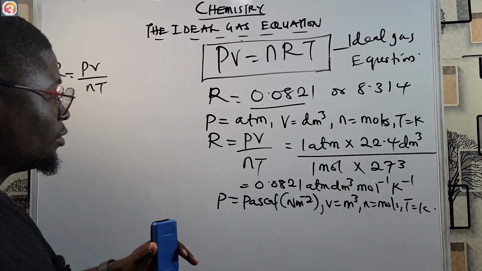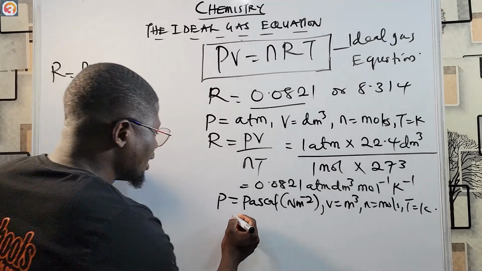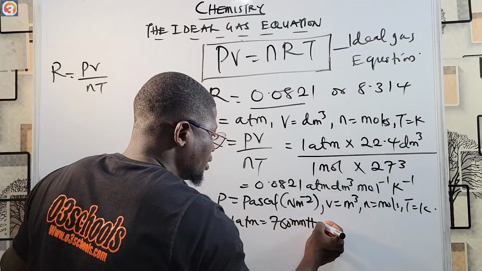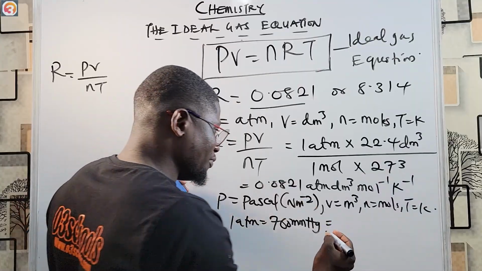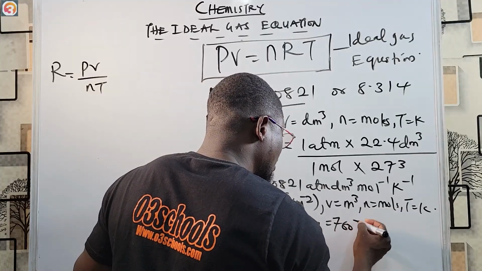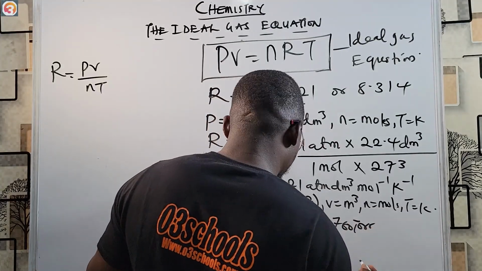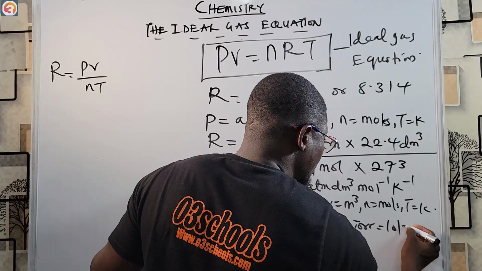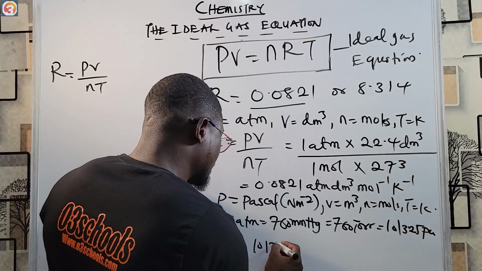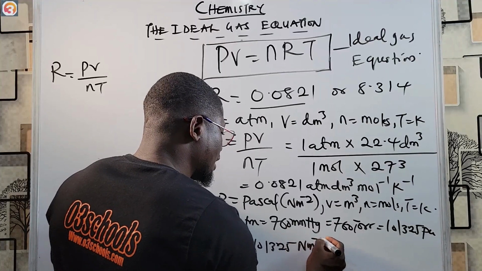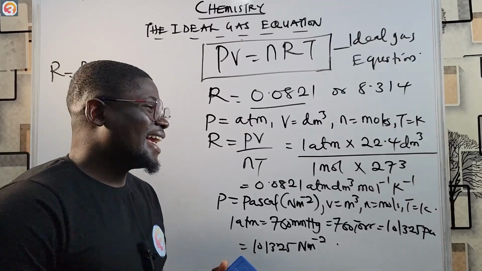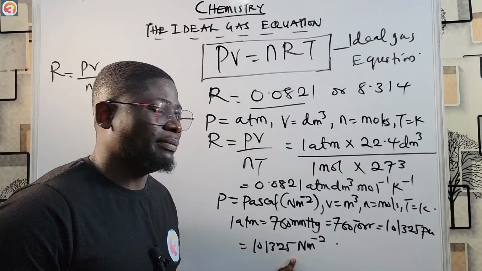Just like in this case, we already know that 1 ATM is equal to 760 millimeter of mercury. I've told you before, go and check the previous video. We have done all this. It's equal to 760 Torr, and it's also equal to 101,325 Pascal. It's also equal to 101,325 Newton per meter square. You must know this at the back of your head, whether you like it or not. So please keep this at the back of your head.